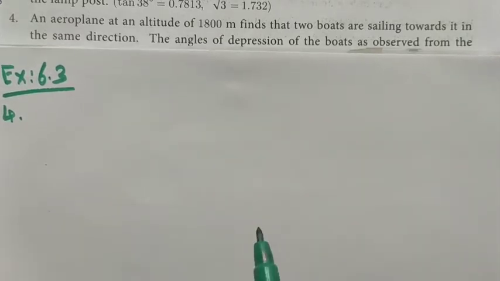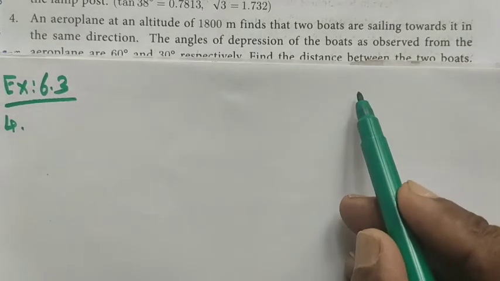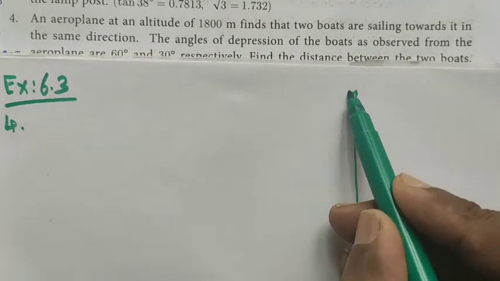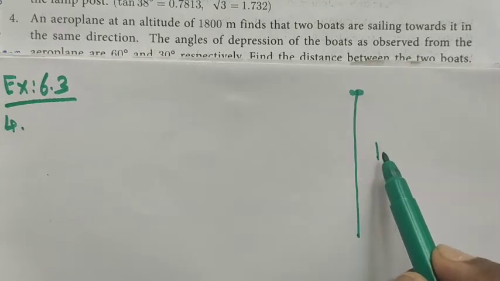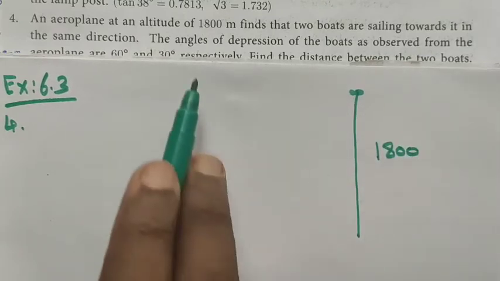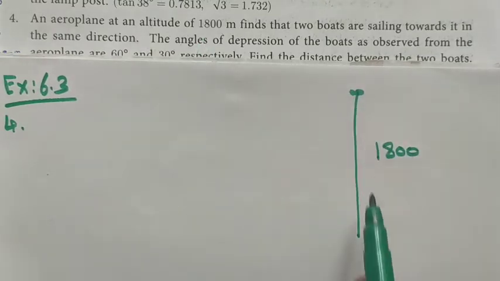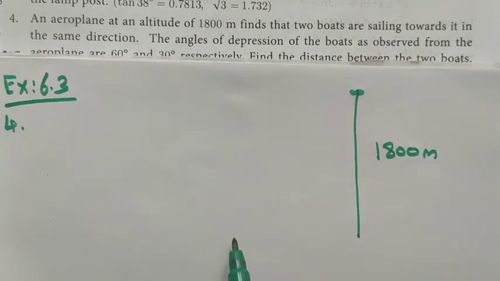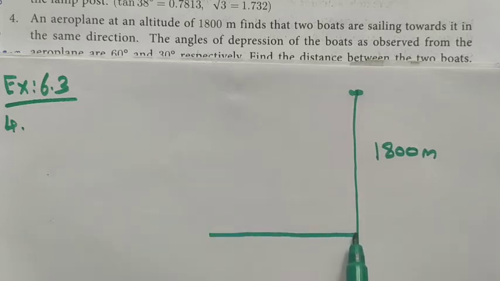See, by the given conditions, this is the position of the aeroplane. Let me take it as the height of that altitude, right? The distance of the aeroplane to the ground is 1800 meter. The two boats are sailing in the same direction, so let me take it as, this is boat 1, this is boat 2.